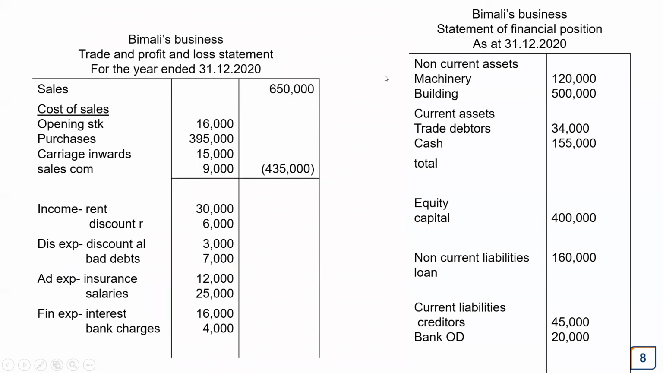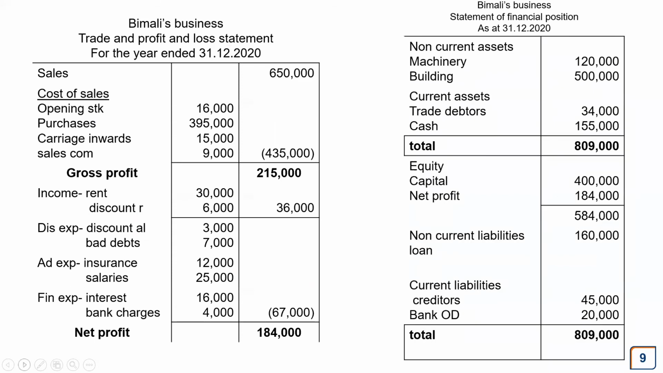So later on, since all the entries are made, what you can do is take the total of cost of sales and deduct it from sales and get the gross profit. You add the income to the gross profit and deduct the total of the expenses. So here 250,000 will be the gross profit. 36,000 will be the income while we deduct 67,000 from it. So our net profit will be 184,000.